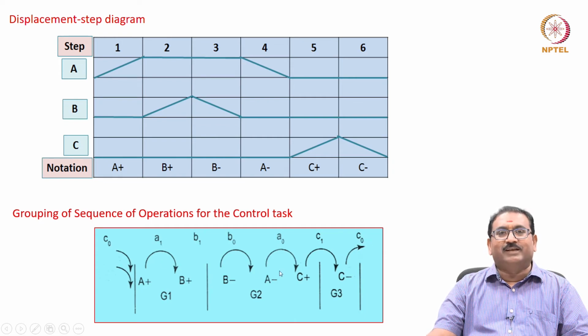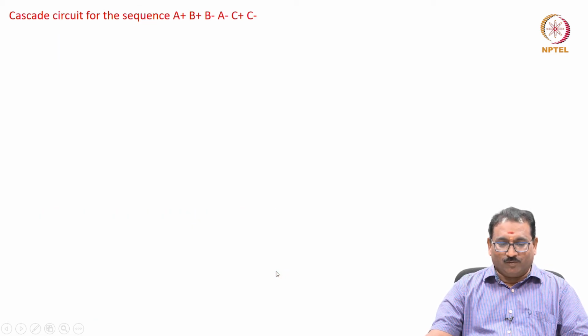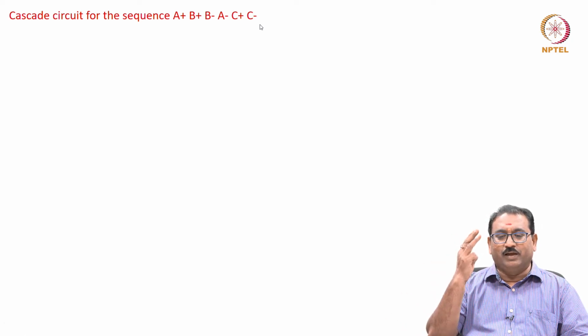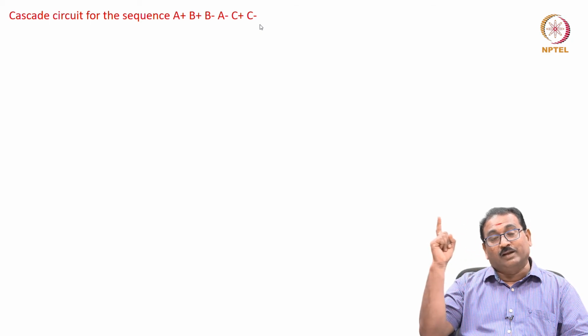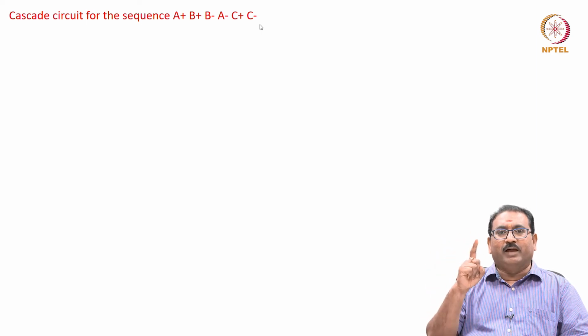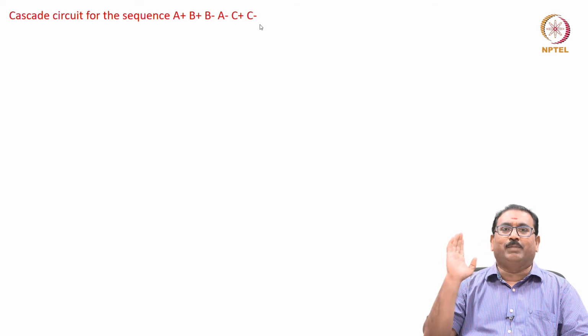I already explained this in the stamping operation. Quickly we will go. Now, I will show you the cascade circuit for the sequence of operation A plus, B plus, B minus, A minus, C plus, C minus. I have made 3 groups. Please understand, friends. A plus, B plus in the G1 group, B minus, A minus, C plus in the G2 group, C minus alone in the last group. You may group it any way, but please remember that at any instant of time only one of G1, G2 or G3 is receiving the power.